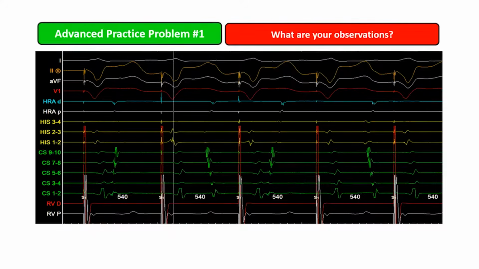Now, let me ask you, while we're pacing the ventricle, what observations can you make?